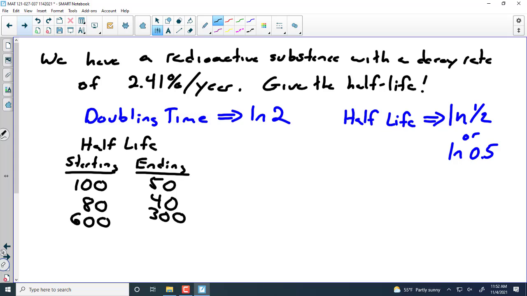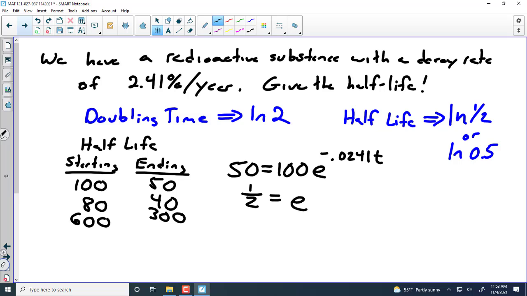Everyone hip to that? So when you set up your equation, and you write 100 equals 50 e to the negative 0.0241 t. Yeah, we used this one before, but we didn't do the half-life with it. We start with 100, we end with 50. The first thing you're going to do is do what, everyone? Divide by 100. And if you divide by 100, you're going to get 1/2 over there.